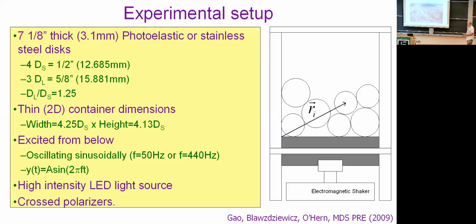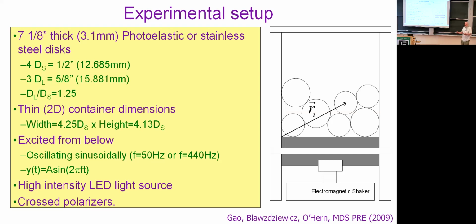As we go along, I want to first start with a very simple way to make jammed packings in the real world in 2D. So here we have a bunch of discs. These are cylinders that are very thin in this direction, about 3 millimeters thick. They might be photoelastic or they might be stainless steel, depending on what we do. We have other different things, but it's a very thin container, and we shake it up and down like this.